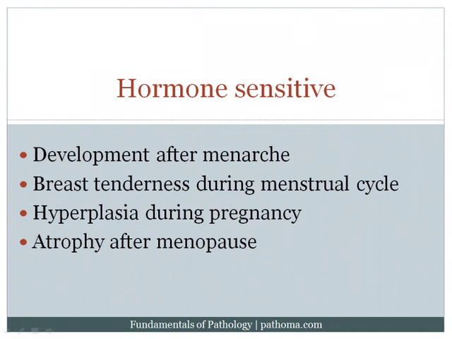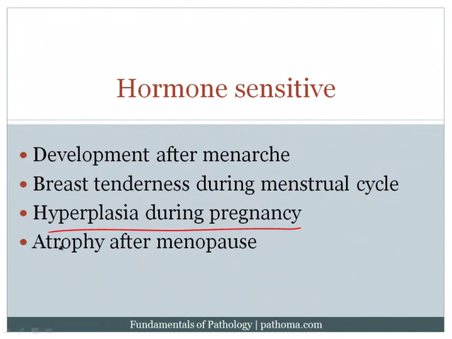Another important consequence of the breast being hormone sensitive is that there's breast tenderness during the menstrual cycle. So that's another sign of the breast being hormone sensitive. Another consequence is that there's hyperplasia during pregnancy. Remember that during pregnancy there's a lot of estrogen and progesterone produced.